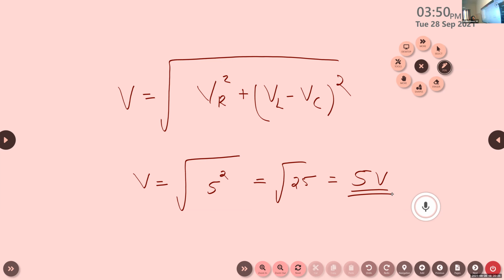It's a direct question. Here we are considering an LCR circuit and the voltage across the resistor. In an LCR circuit, the resistor, inductor and capacitor are all connected in series. Voltage across the resistor R is given, it is 5 volt. Voltage across the inductor is 10 volt. Voltage across the capacitor is also 10 volt. But here the inductor and capacitor are equal because they are under resonance condition. We know that XL is equal to XC. So the voltage across the inductor and that of the capacitor is equal, 10 volts. So 10 minus 10 is equal to 0. Therefore, the voltage across the circuit becomes root of 5 square, root 25, that is equal to 5 volt.